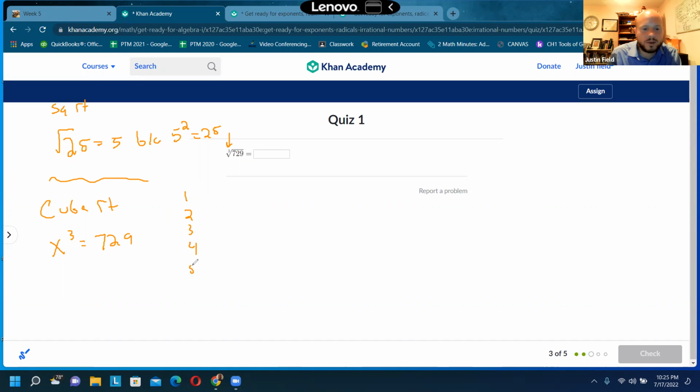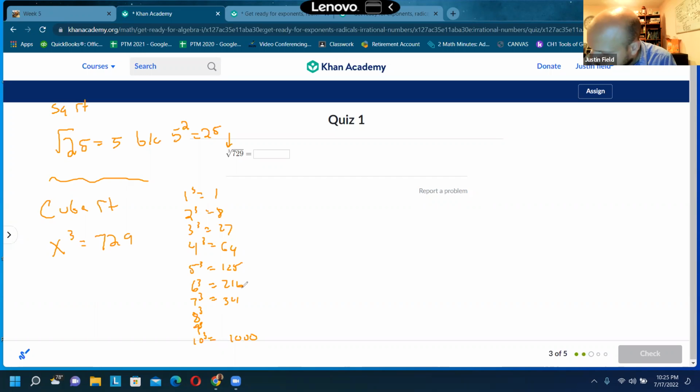So let's write them down. Let's make a list. We already know 10 cubed is 1,000, right? What are all these numbers cubed? And then memorize them so that you can do math. 1 cubed, we know that one. 2 cubed is 8. 3 cubed is 27. It's not 9. 4 cubed, 64. 5 cubed, 125. 6 cubed, 216. 7 cubed, is that 340? Is it 349? Let's find out.